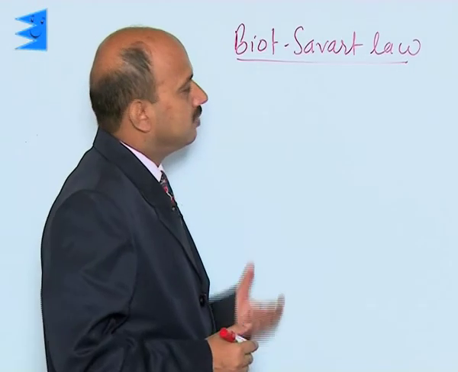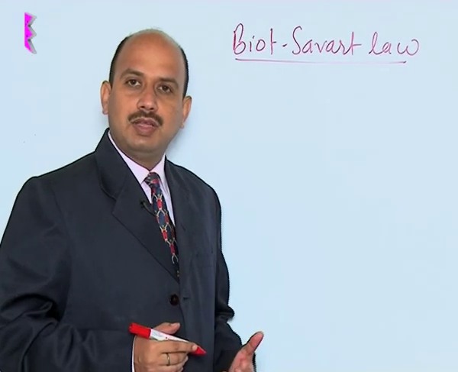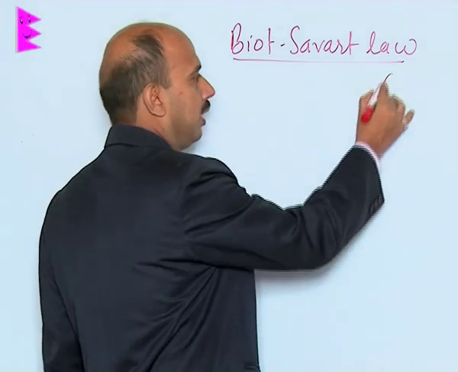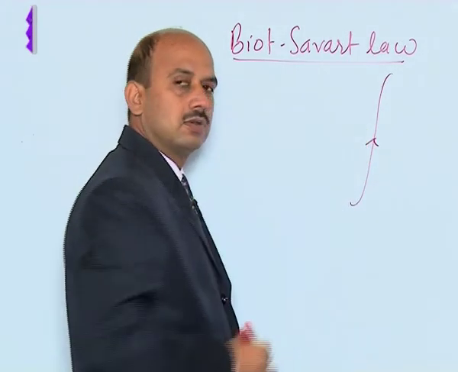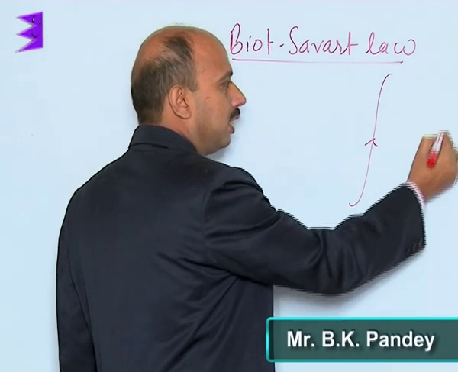Now see here the Biot-Savart law. This law is used to find the magnetic field due to a current carrying conductor. Suppose you have taken a current carrying conductor like this and you want to calculate the magnetic field at this point, that is P here.